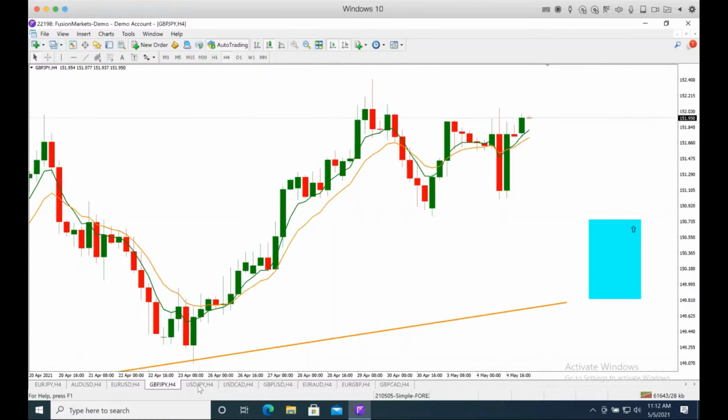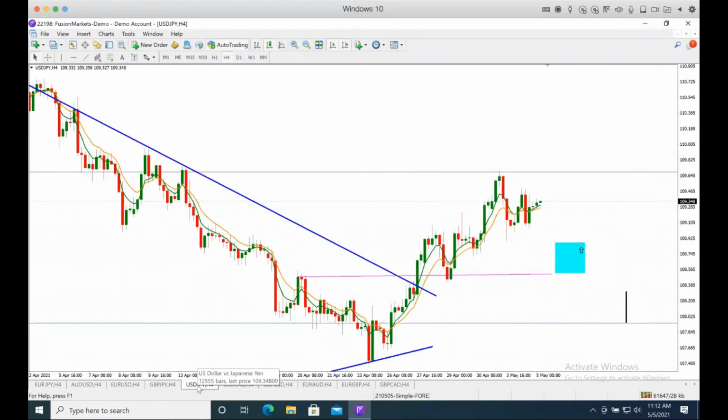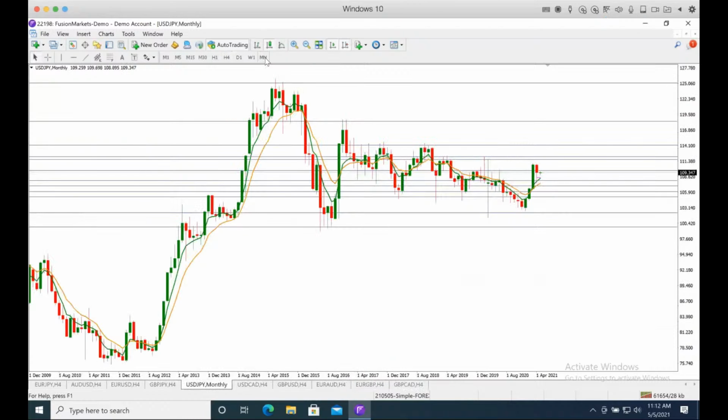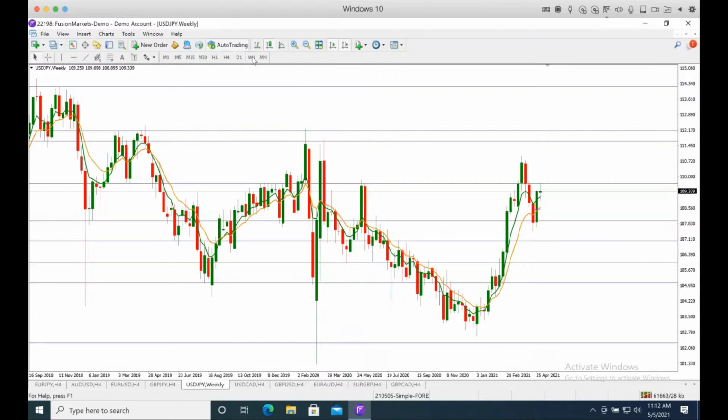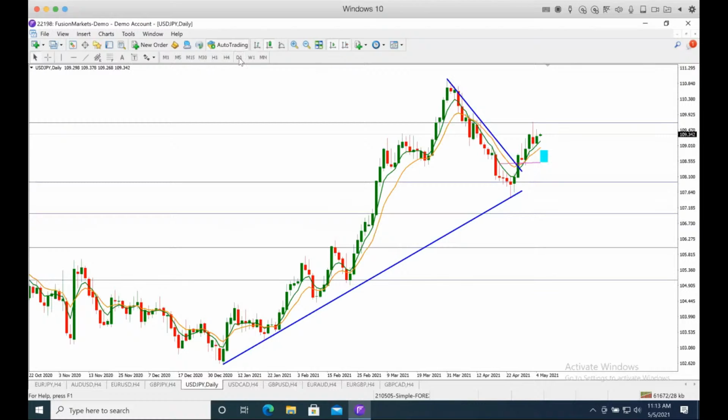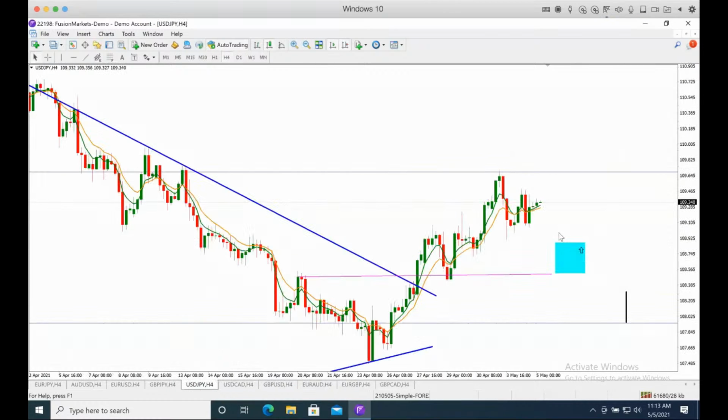The next currency pair I'm looking at is USD JPY. So USD JPY, I'm still looking for a long on this one in terms of all the direction. In terms of the setup, I'm looking for a pullback, either to this level here or even further to the horizontal line there, before taking any positions on that.